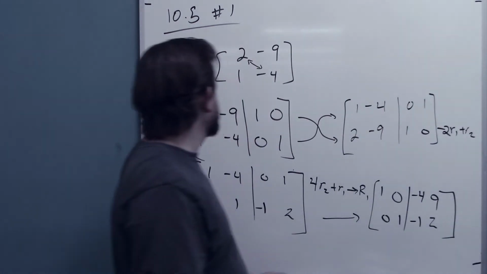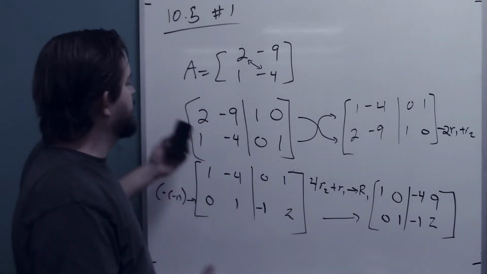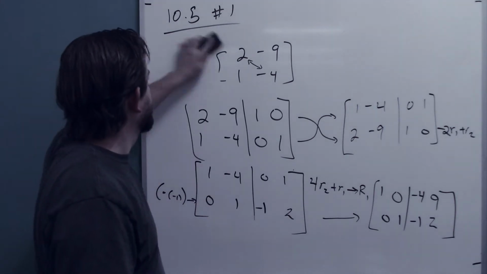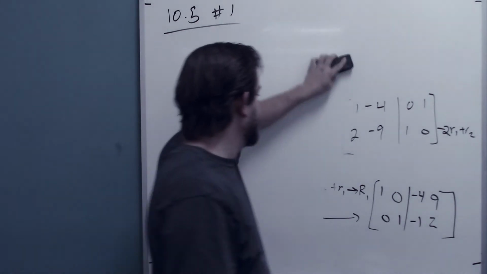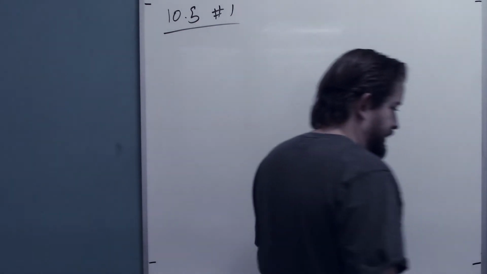So 3 is the same question, but now it's a 3 by 3. So there is no cheater method. There is, but it's so complicated. It's not cheating anymore. So we're going to go through that long method. It's going to be a kind of a process, but here we go.